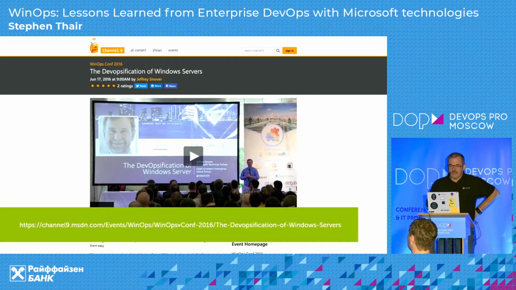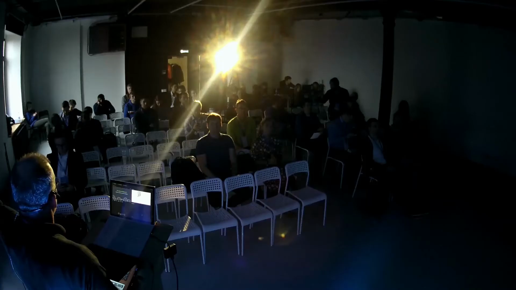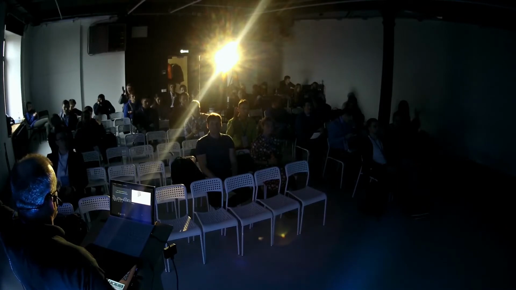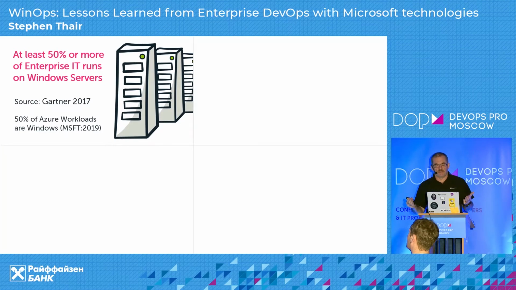So the next thing we want to talk about is the reality of enterprise IT. Who here is actually running Windows Server workloads in production? Most people. The stats are that at least 50% or more of enterprise IT runs on Windows Server, and that stat is from Gartner. When you look at the workloads running in Azure, 50% are on Windows. Interestingly, 50% of them are on Linux. But the reality is there's just a huge install base of Windows in enterprise.